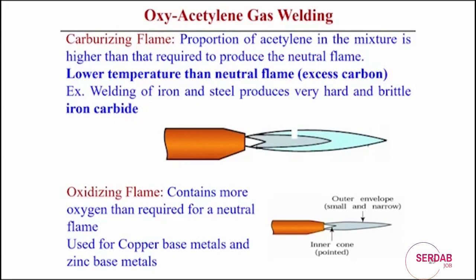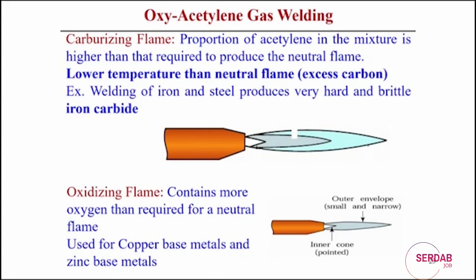The third one is the oxidizing flame. Here the oxygen amount is more with reference to the neutral flame. Since the oxygen amount is more, the temperature will be higher with respect to the neutral flame. From the picture we can see that apart from the inner cone there is an outer envelope, and that outer envelope is smaller and narrower compared to the neutral flame.